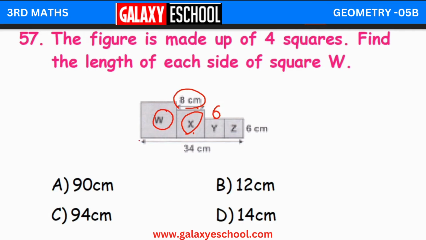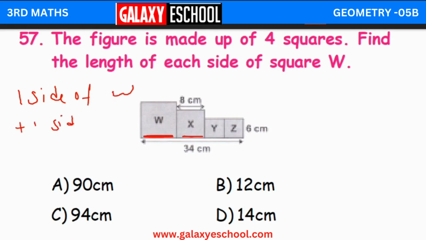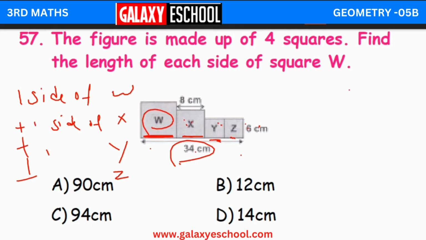So what can it be? If we observe the total length of the sides here, one side of W plus one side of W plus one side of X plus one side of Y plus one side of Z. When we add all these sides together, we get 34 centimeters. So from this, we already know the lengths of the sides of 3 squares. Only one square's length is missing.